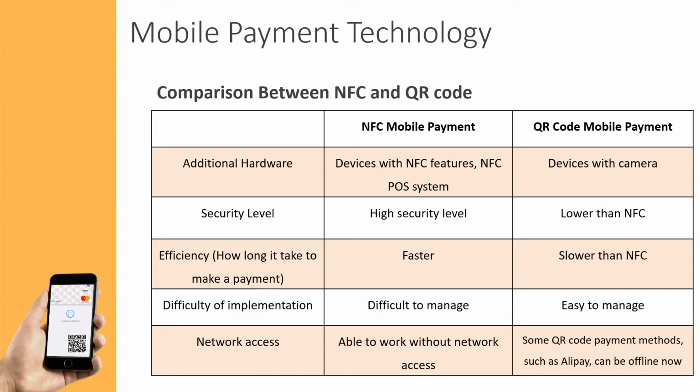For security level and efficiency, NFC performs better because it has a higher security level and is faster to use to make a payment. NFC also does not need network access, but the QR code, in some cases, does, because it needs to generate the QR code. Nowadays it can actually go offline, but in some cases it also needs network access.